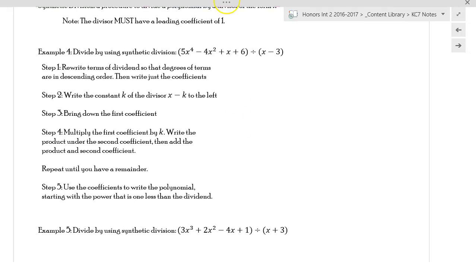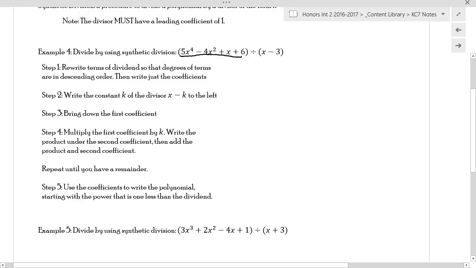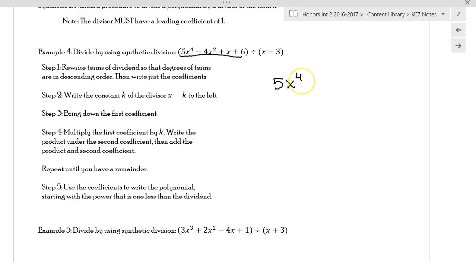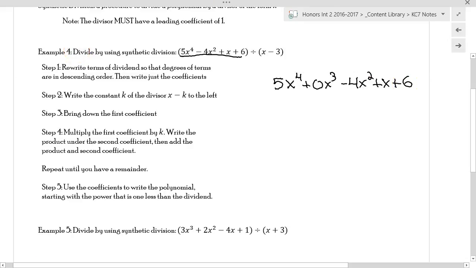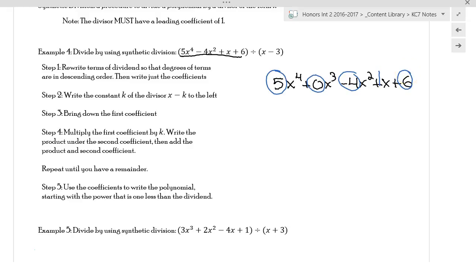Step 1 is rewrite the terms of the dividend, that's this part, so that degrees of terms are in descending order. That's what we've already done. So I have 5x to the 4th. We're missing an x cubed, so plus 0x cubed minus 4x squared plus x plus 6. Okay? Now, I'm only going to take the coefficients of these. So 5, 0, negative 4, 1, and 6. I'm going to write those out. 5, 0, negative 4, 1, 6. Don't care about the variables, just the coefficients.